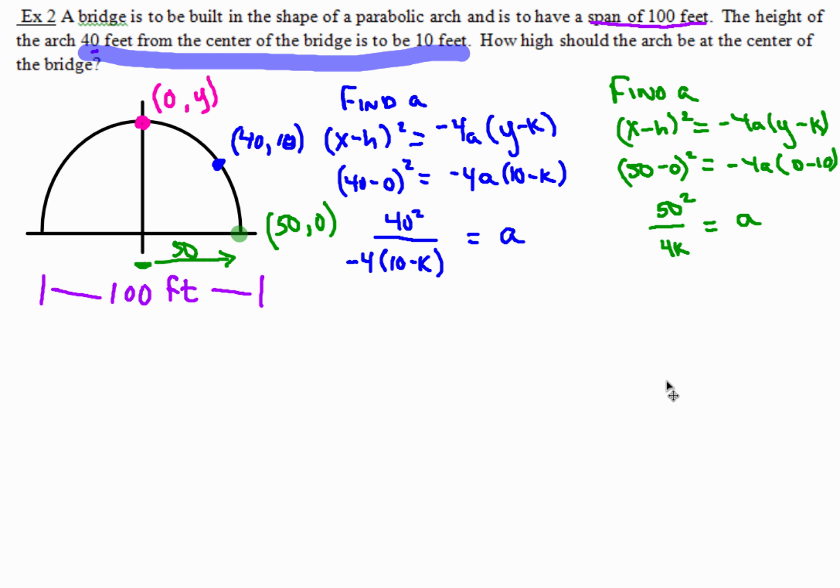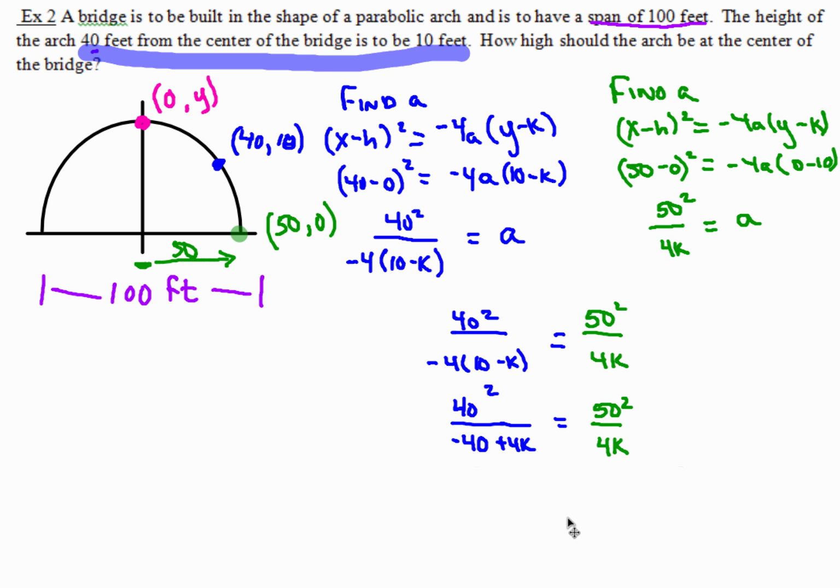All right, welcome back. Well, what does that allow us to do? Well, I'm glad you asked. If both of these are set equal to A, well, then that means we can set them equal to each other. So now that's going to give me this equation: 40 squared over negative 4 times 10 minus k equals 50 squared over 4k. Now this again is a proportion, so we just have to take our time, do our algebra and our arithmetic correctly, and you guys will be fine with this. So there we are. We just do a little distribution in the denominator on the left-hand side.